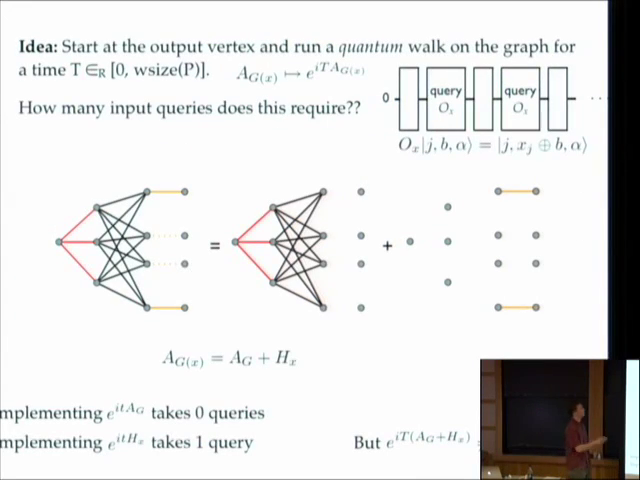All right, so this is what we're trying to implement, e to the i t times the adjacency matrix. But how can we do this in terms of query complexity? The first thing we can notice is that the matrix breaks up into two parts: this left part that doesn't depend on the input at all, and this right part that does depend on the input. We can implement the first part very easily. The second part just takes one query. But of course they don't commute with each other, so e to the sum is not equal to the product of the exponentials.